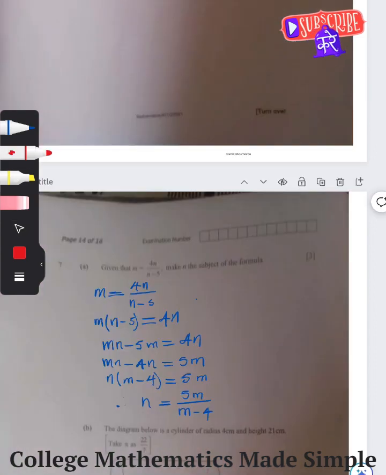Now in question 7, we are given that m is equal to 4n over n minus 5. We want to make n the subject of the formula. Very simple. Again, we just cross multiply here or multiply throughout by n minus 5 so that this is m times n minus 5 is equal to 4n. Then distribute. This is mn minus 5m is equal to 4n. Like terms together, I subtract both sides by 4n so that this is mn minus 4n is equal to 5m. I factor out n and divide throughout by m minus 4. Then we are done.